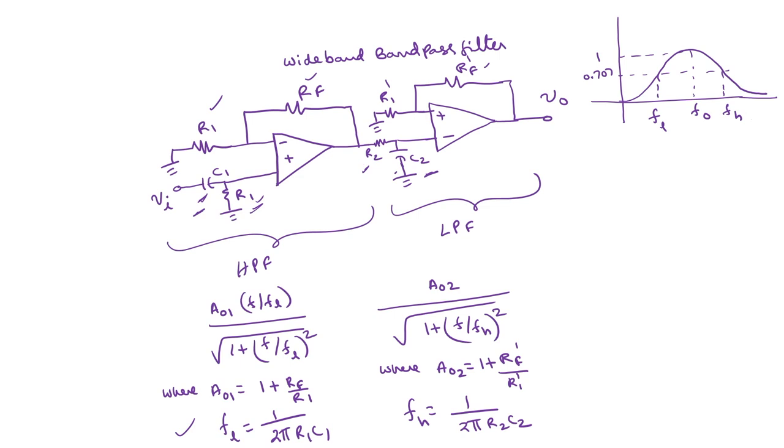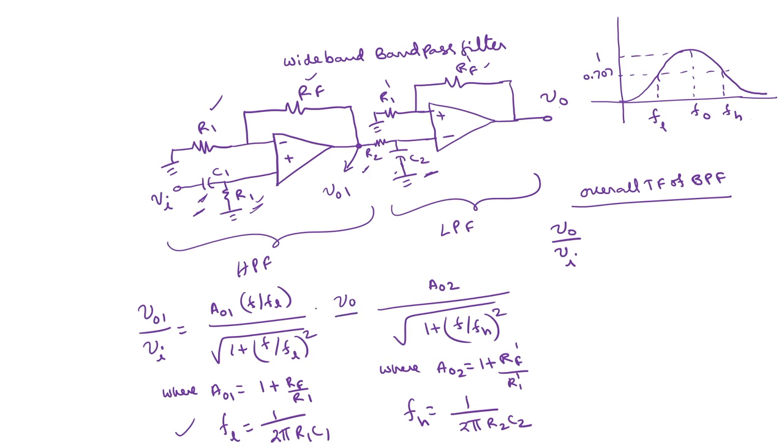So then what will be the overall transfer function? Transfer function of the band pass filter is simply you have to cascade these two. So overall is V0 by VI. If I call this intermediate output V01, then this will be V01 by VI, and this will be V0 by V01. So to get V0 by VI, this V01 will get cancelled if I multiply these two.